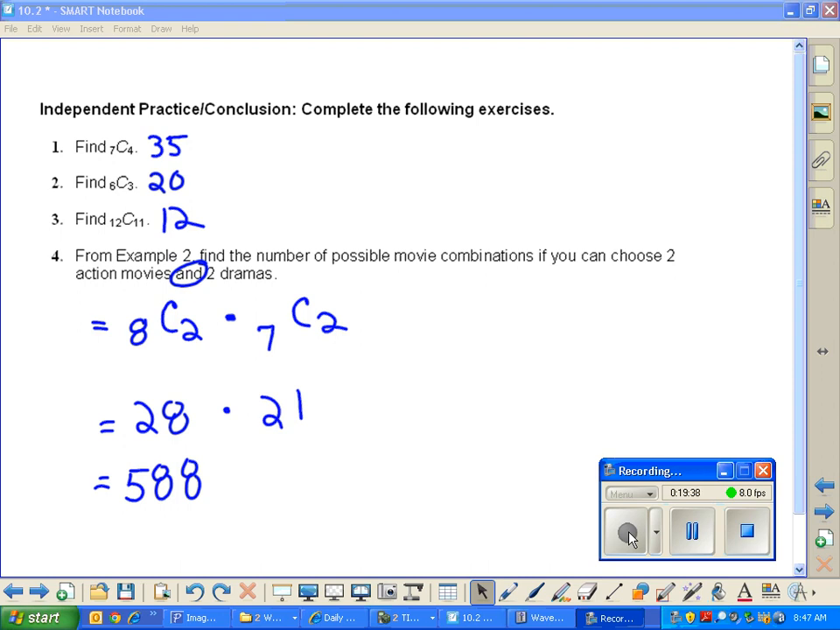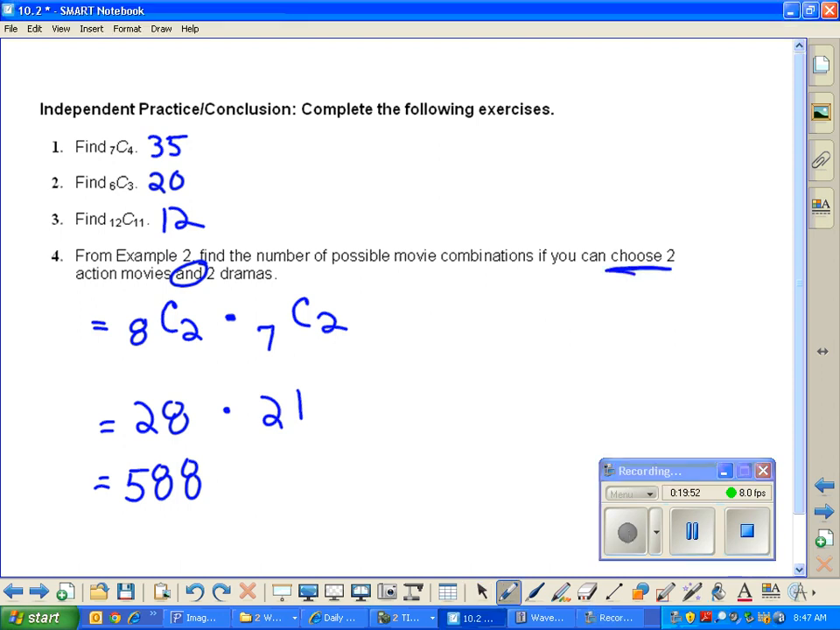Just to talk a little bit about example 4, please notice that the word and was in the problem, so I had to multiply the 2 sets of combinations together. You'll see that my R value was 2 in both because it did say that I was to choose 2 action movies and 2 dramas, and there were 8 action movies and 7 dramas to choose from. So that is how I set up number 4. Hopefully that went well for you.